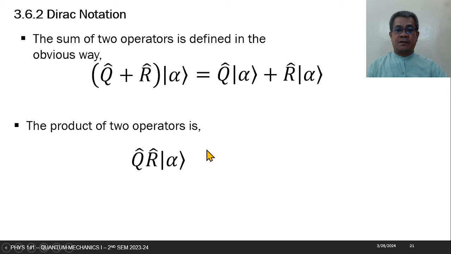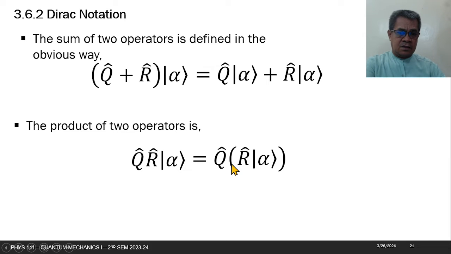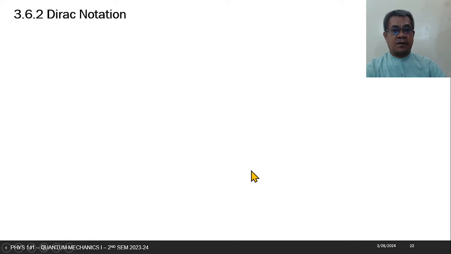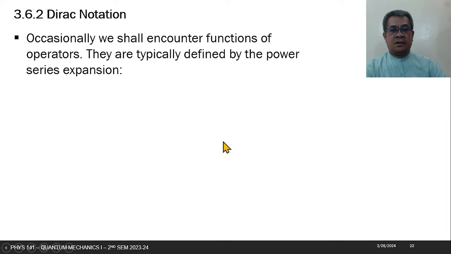Okay. For the product, if we have the Q operator and R operator acting on alpha, we can regroup this: we let R act on alpha, then the result is a vector, and then we let Q act on this result.